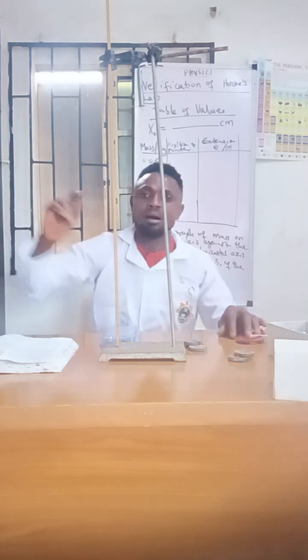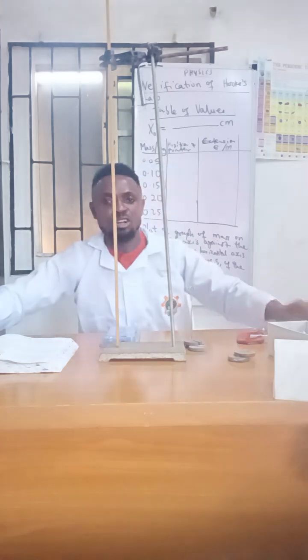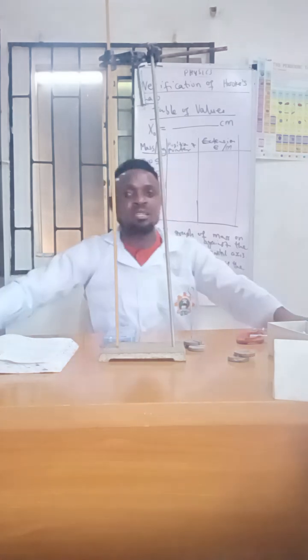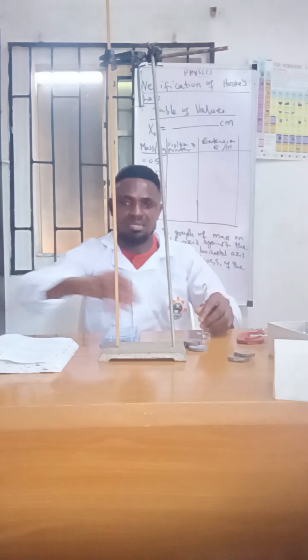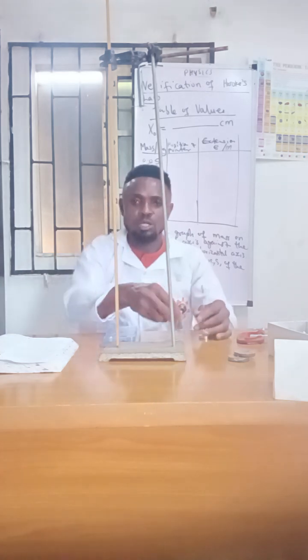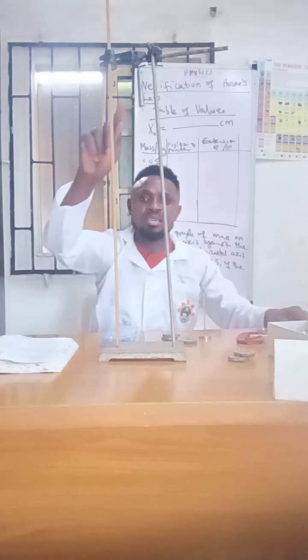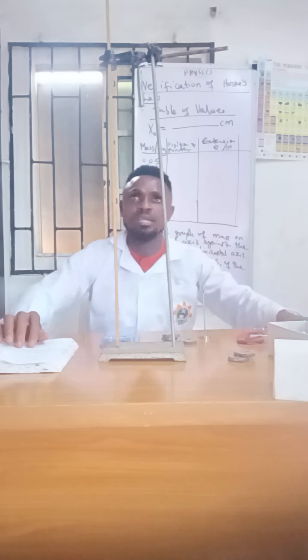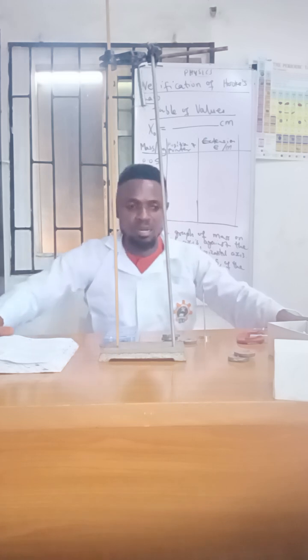We need our meter rule to determine the original length of our elastic material and the extension produced by applied force. We need our masses, which will exert the force. Also, we need a pointer, as you can see here. And you need the elastic material itself. In this case, we are using a spiral spring. You can see it here.